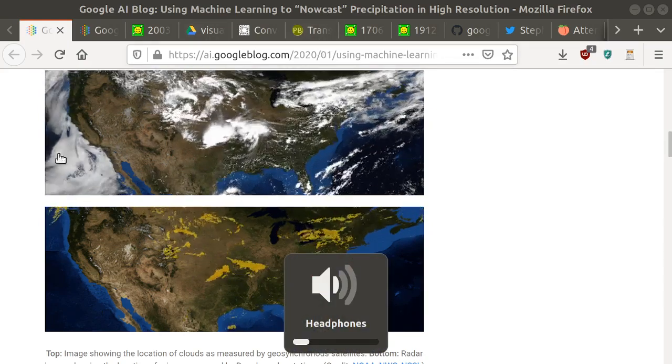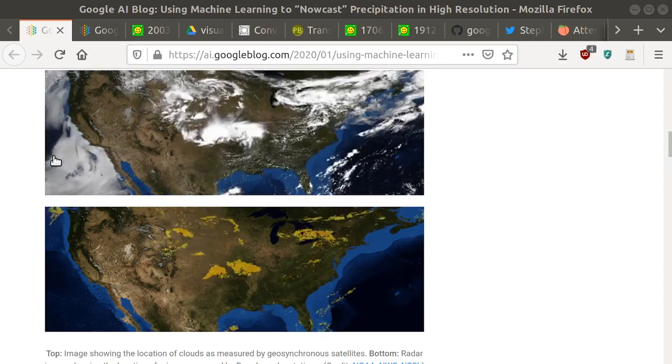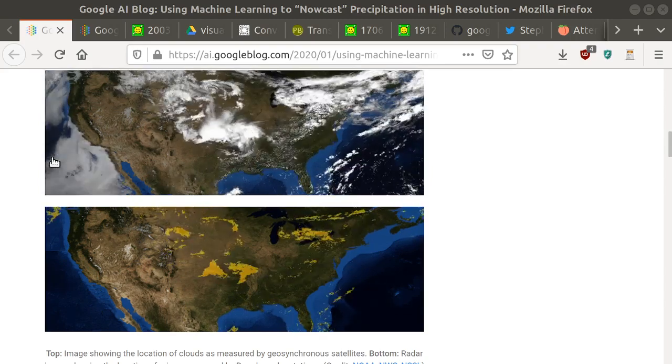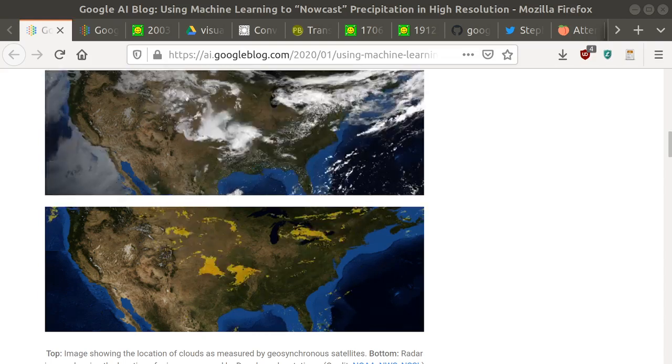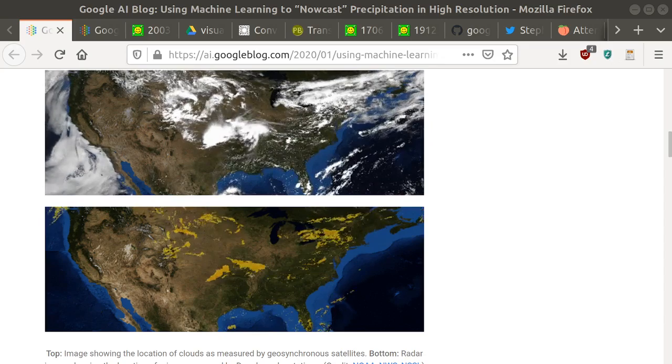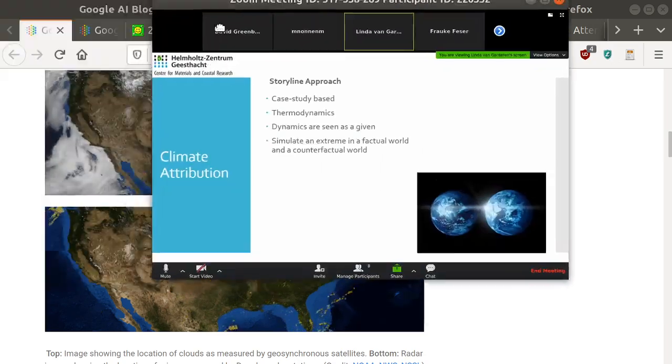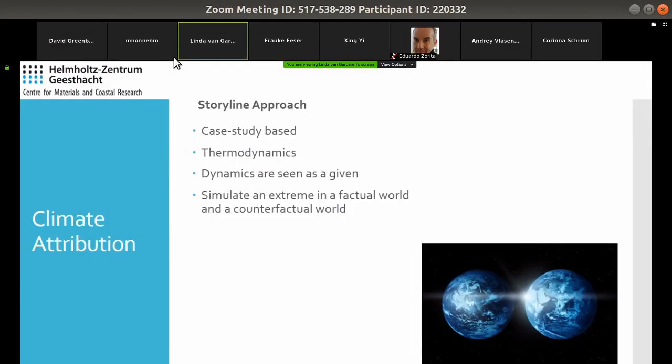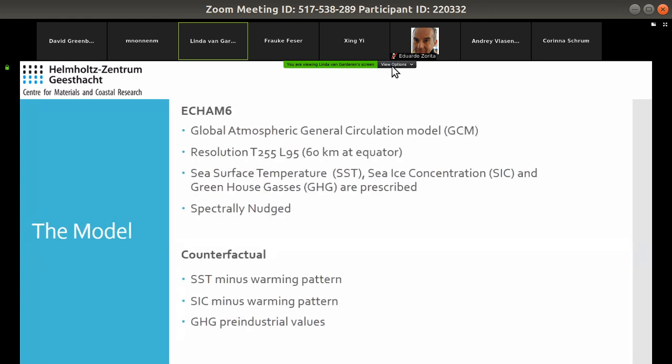The moving of the air in the high atmosphere is as it happened, but we leave the thermodynamics free. We do this by simulating the extreme event under study in a world as we know it, and then in a world without climate change. We call these the factual world and the counterfactual world. And we create that using the global atmospheric model ECOM6. Some of you may have heard of it.